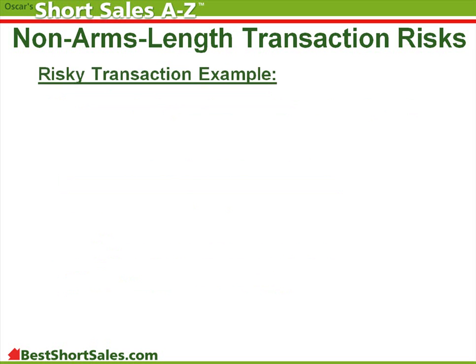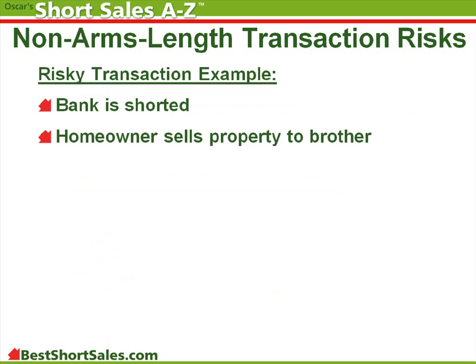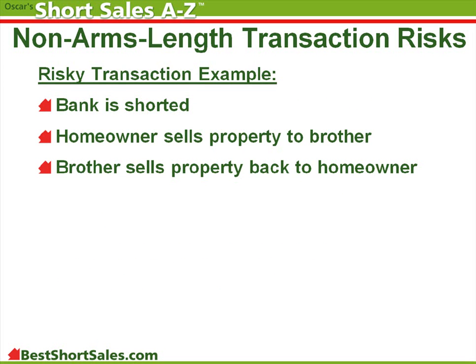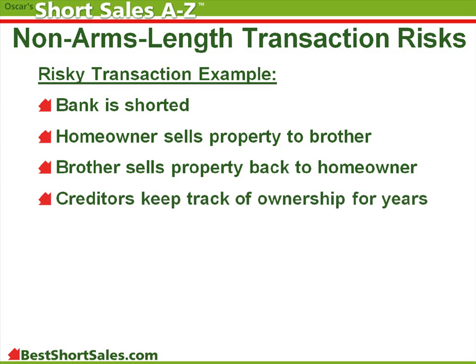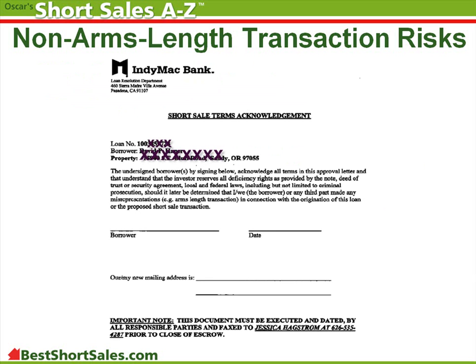Risky non-arm's length transaction example. Shorting a creditor for the homeowner to sell the property to a brother so that the brother sells the property back to the homeowner is risky. With modern information systems, creditors effortlessly keep track of property ownership for years. This sample document illustrates well the risks of non-arm's length transactions.